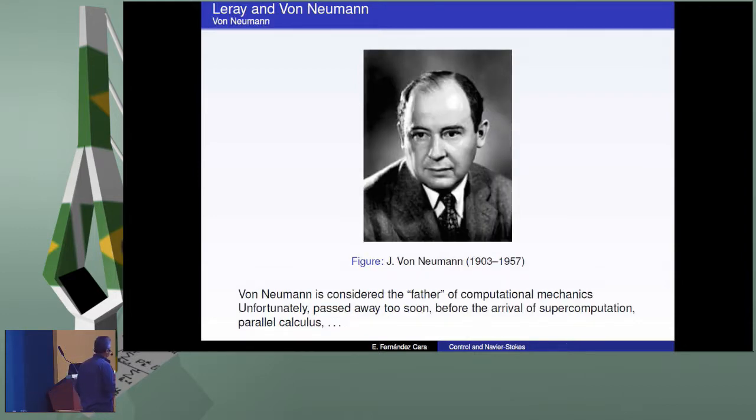This is John von Neumann. Von Neumann is considered the father of computational fluid mechanics, fluid dynamics. Unfortunately, he passed away too soon, just before the beginning of the great advances in informatics and numerics, before the arrival of supercomputation, parallel calculus, and all this. And due to this, he could not profit from the advances that we now have in order to get a good understanding of the situations.